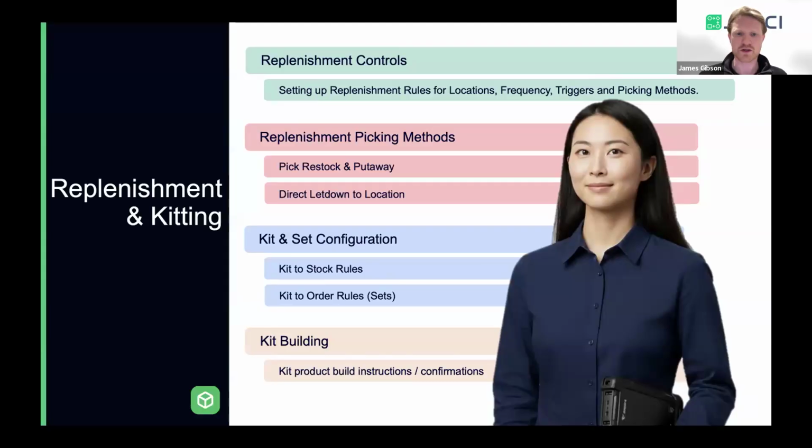Perfect. Thanks, Joe. Just to go over some of the logic that Joe's speaking about, we're going to be talking about our replenishment controls, setting up replenishment rules for locations, frequency, triggers, etc. Going over some of the picking methods in regards to replenishment, so pick, restock, and put away, direct let down to location, as well as some of our kit and set configurations. So kit to stock, kit to order, sets as well, and then how to build a kit as well. All right. So, Joe, without further ado, I'll hand things over to you.